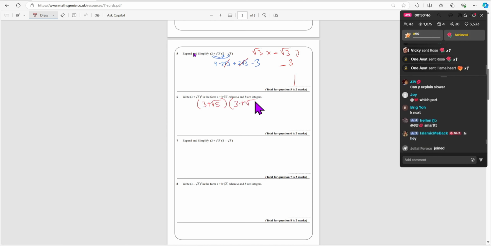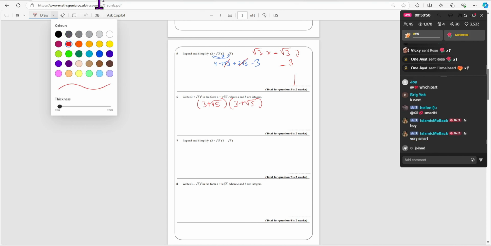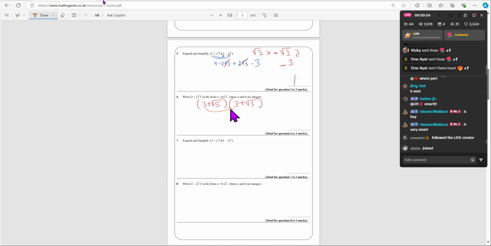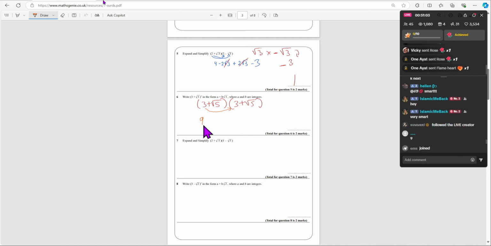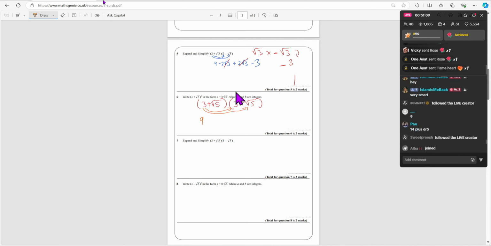3 plus root 5 times 3 plus root 5. Now, this will kind of make sense now. Because now we don't have those negatives, okay? So we're going to do 3 times 3. 3 times 3 is 9. It's going to be doing normal expanding brackets, but with surds, okay? 3 times 3 is 9. Now I'm going to do 3 times root 5. 3 times root 5 is 3 root 5.